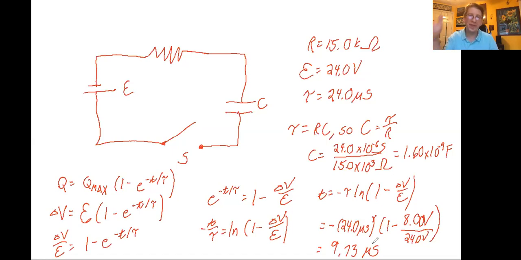So for the voltage across the resistor to be 16 volts, that means the voltage across the capacitor is 8 volts. So it's about 1/3 charge. So you know it's going to be less than one time constant. One time constant would be about 62% charge. So it's definitely less than that, and quite a bit less than that. So it takes 9.73 microseconds, less than half of a time constant, to get to 1/3 fully charged. And so there you have it.